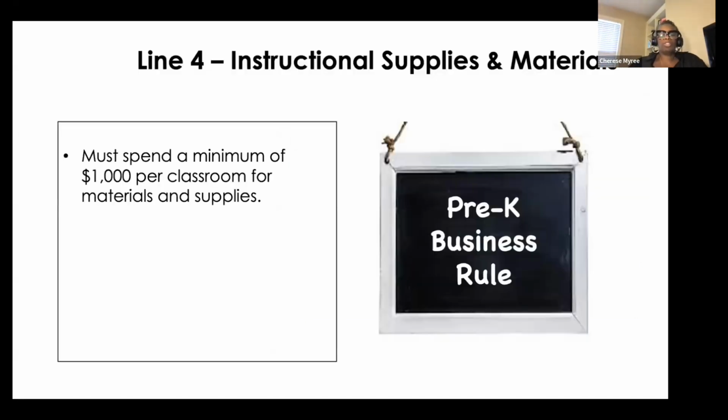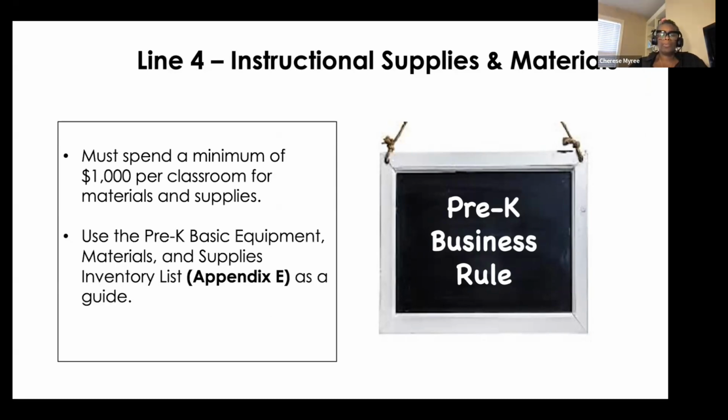So when it comes to instructional supplies and materials, we know that you must spend a minimum of $1,000 per classroom, and you can use Appendix E as a guide, right? So if it shows up on Appendix E, then it will qualify toward meeting that $1,000 per classroom minimum for instructional supplies and materials.